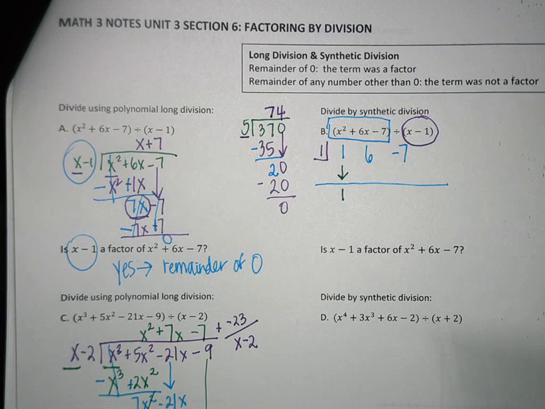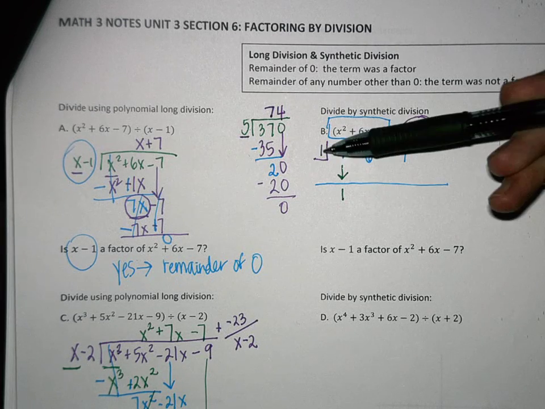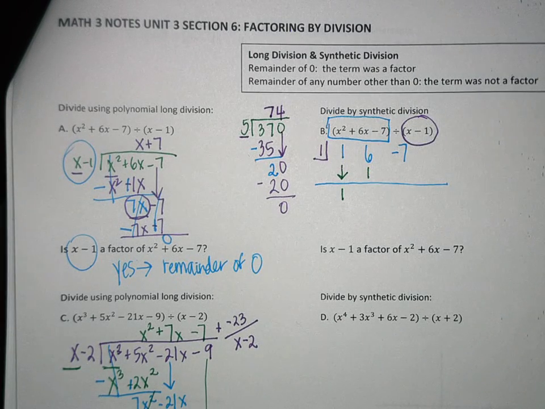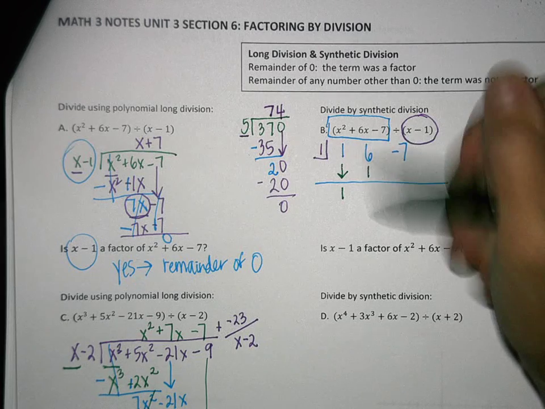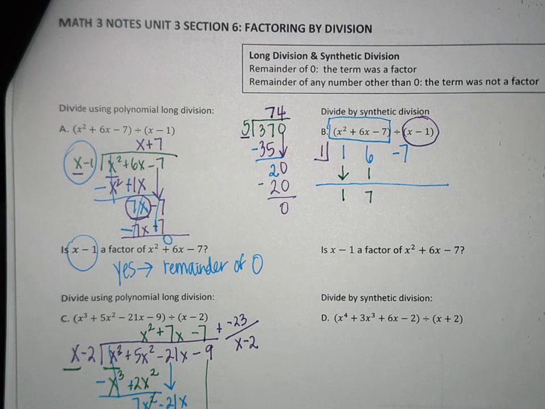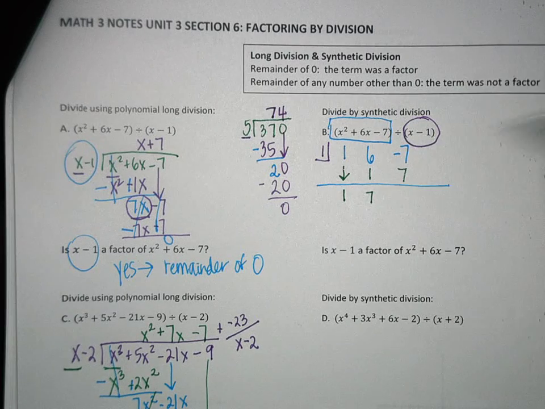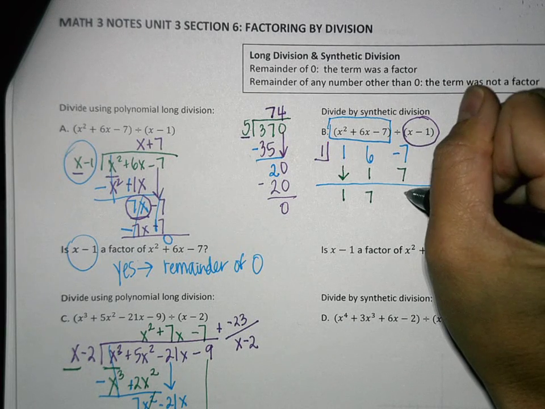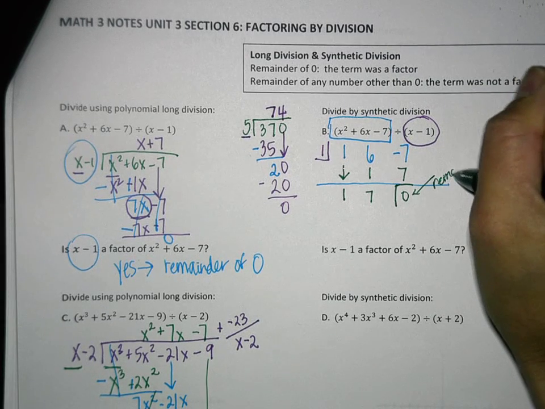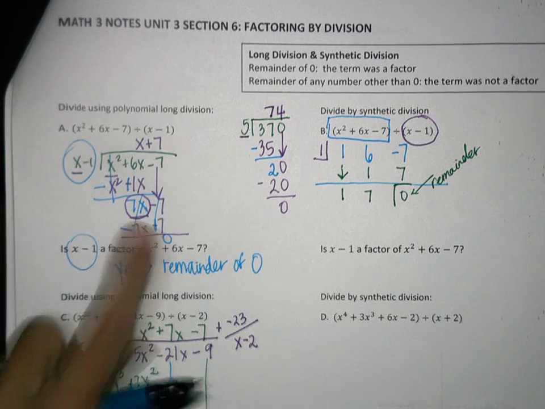Okay, the next thing we do is we multiply these numbers. 1 times 1 is what? 1, and 1 goes here. And then we combine these terms. 6 plus 1 makes 7. Then we multiply again. 7 times 1 is 7. We write that here. We combine these terms, and we're left with 0. This number at the end is my remainder. Which is 0. Which we agree over here was 0, correct?